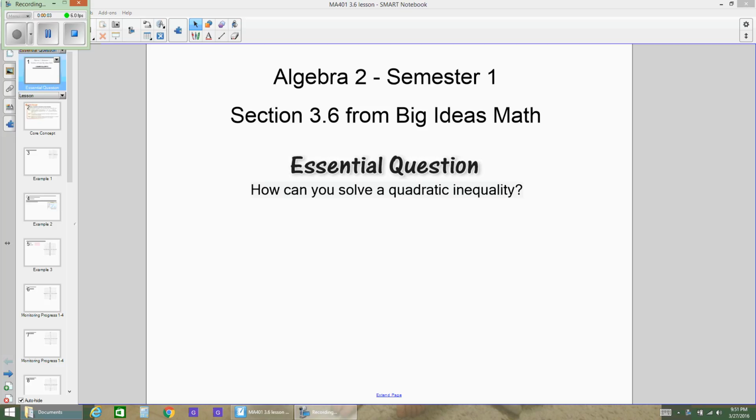Welcome to Algebra 2, Chapter 3, Section 6 from the Big Ideas Math. The essential question is, how can you solve a quadratic inequality?